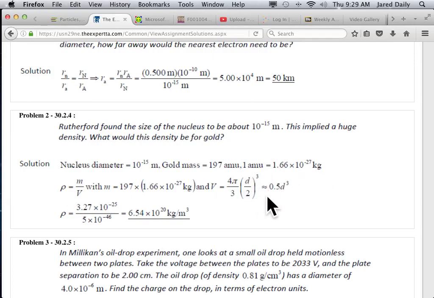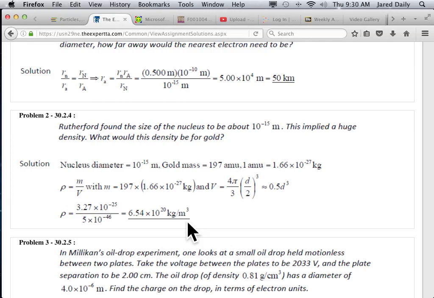And then to get the density, we need to take the mass of it, which the mass of gold is 197 atomic mass units, where 1 atomic mass unit is 1.66 times 10 to the minus 27. So you multiply that times 197, and you get this number right here. 3.27 times 10 to the minus 25 kilograms. Divide by the 0.5 times the d cubed, which ends up being 5 times 10 to the minus 46. And you get this density of 6.54 times 10 to the 20 kilograms per meter cubed. Holy crap. The density of the nucleus is insane.